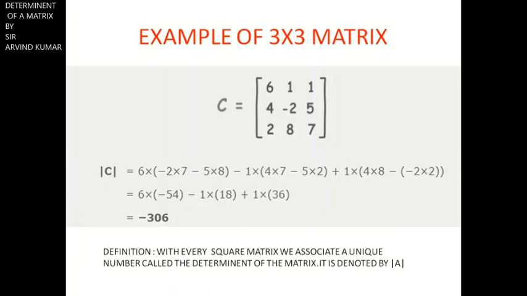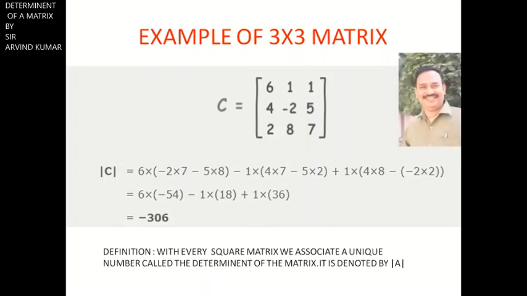So finally we have got the definition of determinant. With every square matrix, we associate a unique number called the determinant of the matrix, and it is denoted by determinant of A.